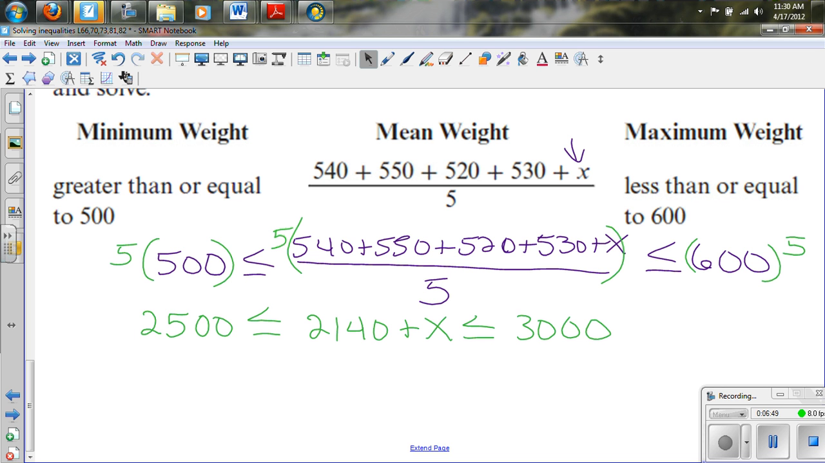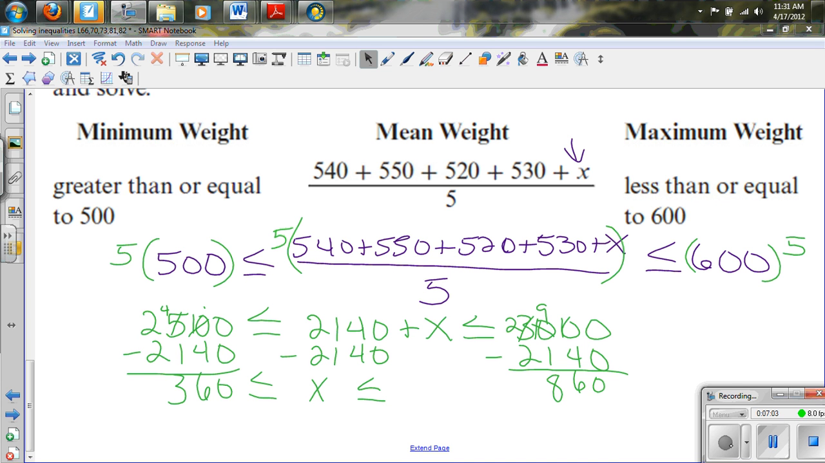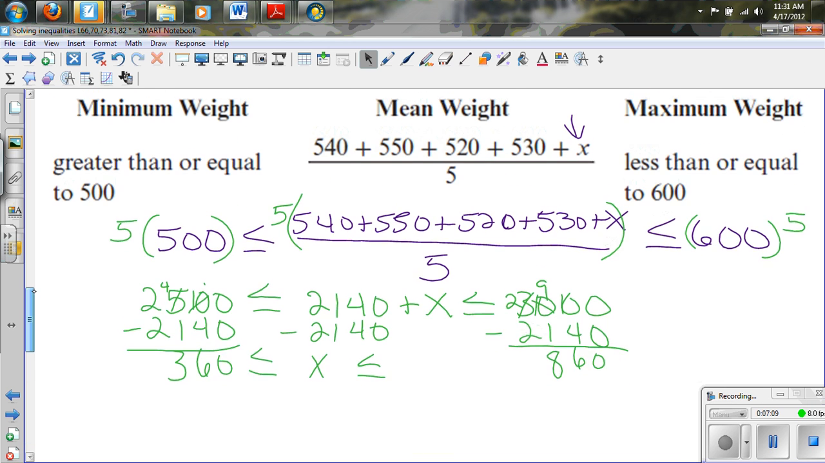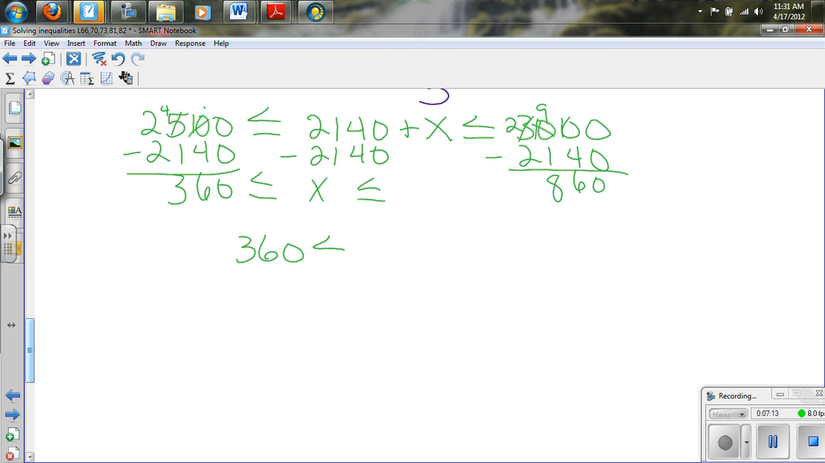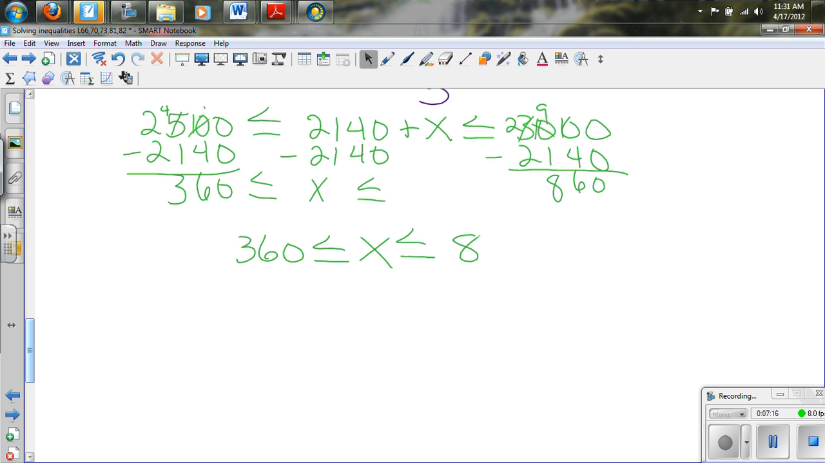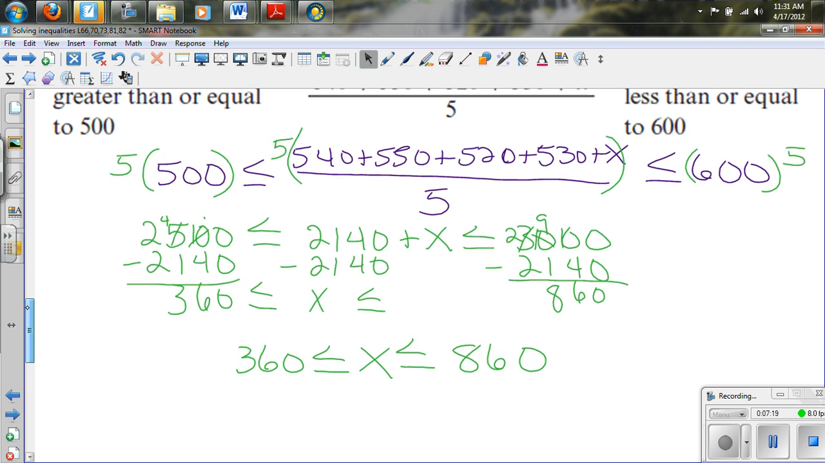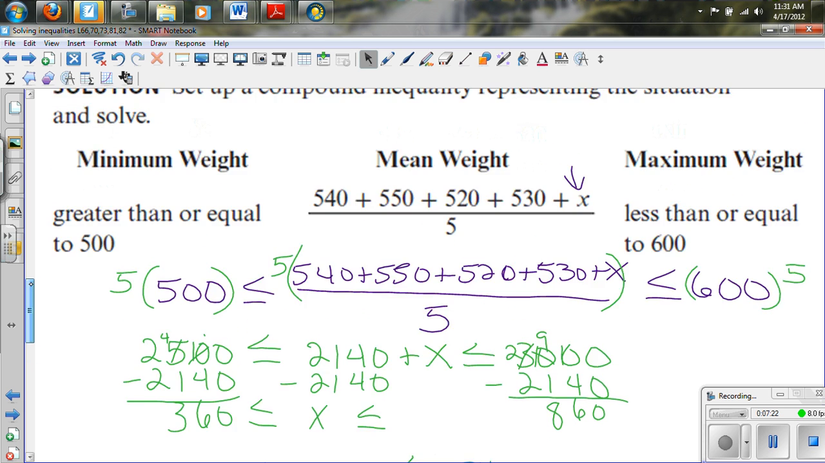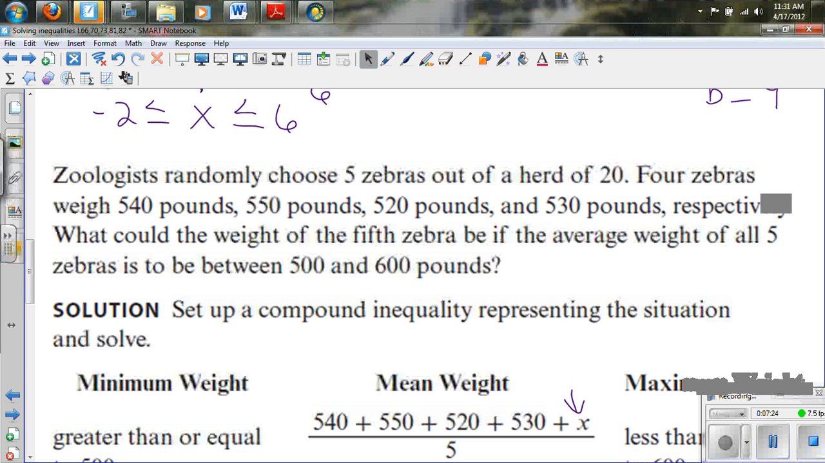And then I need to get x by itself still, so I minus 2,140 from all parts. And so I get 360 is less than or equal to x, which is less than or equal to 860. So in other words, that zebra has to be between 360 and 860 pounds in order to maintain this average between 500 and 600 pounds.